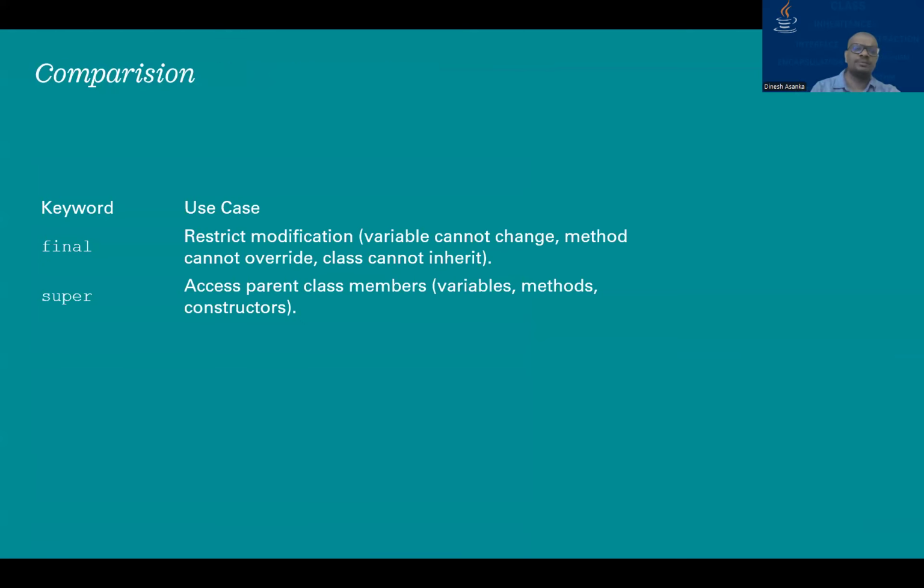So, a final comparison. The final keyword is a restriction. Using final, a variable will not be able to change, a method cannot be overridden, and a class cannot be inherited. By using super, you can access the parent class members: you can access variables, methods, as well as constructors.